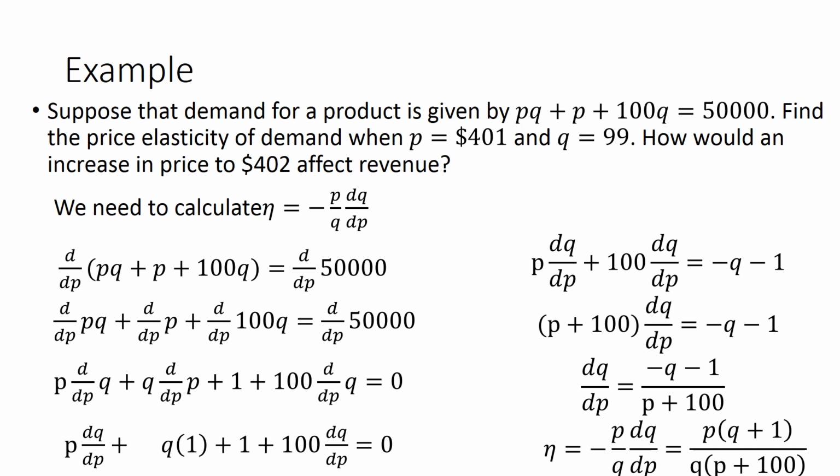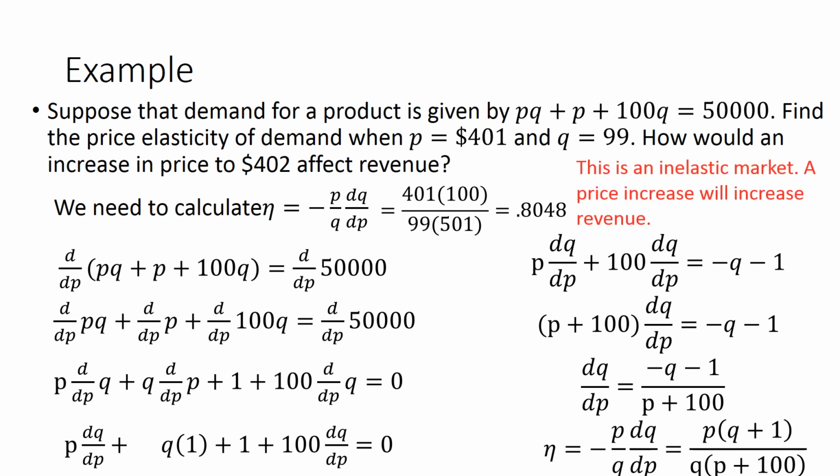So substituting that into my original eta equation, the P is 401, the Q is 99, so that's 401 times 100 divided by 99 times 501. We get a number which is just a little bit less than 1. That's 0.8048. I'm working with an inelastic market, and a price increase will increase revenue as well because eta is less than 1.